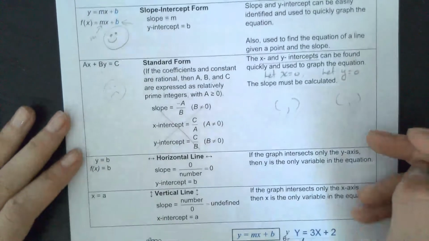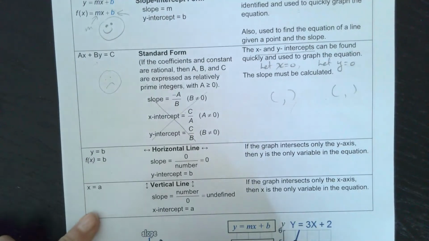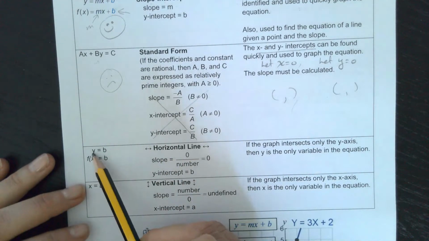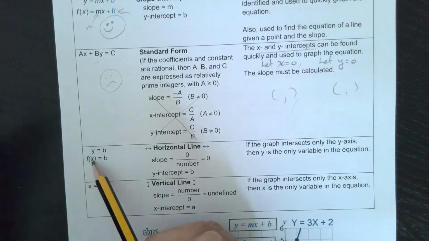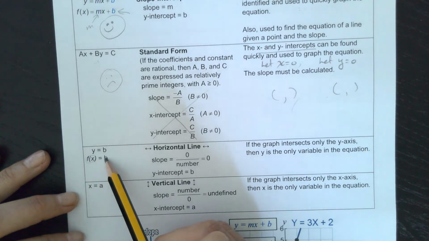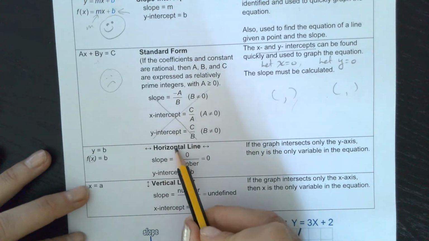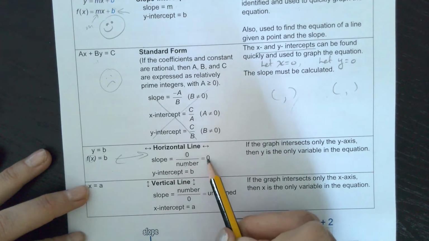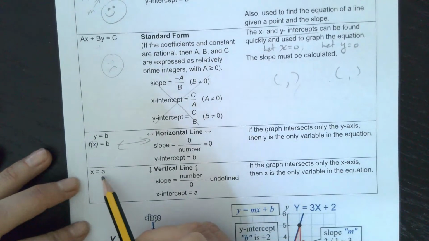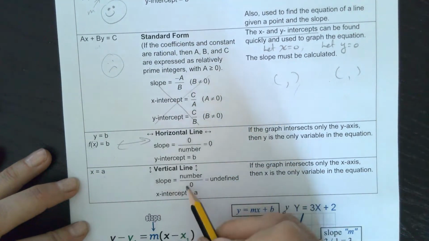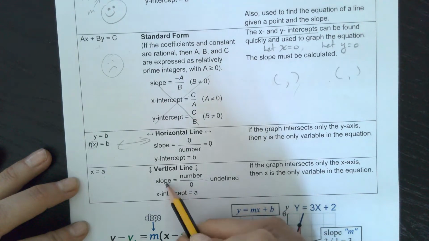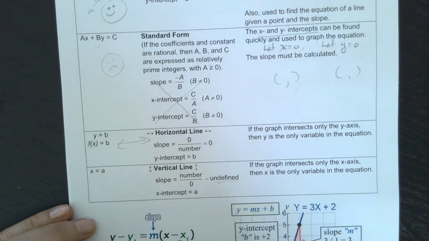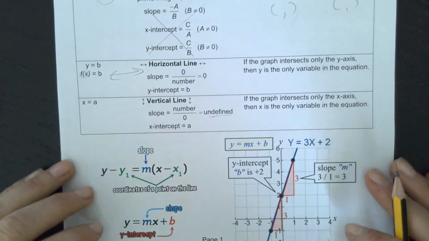Then I just put two extra equations down here. A horizontal line is always going to be y equals some number, or if it's a function, f of x equals a number. The slope for a horizontal line has a 0 on the top and a number on the bottom, so it's equal to 0. A vertical line is always x equals some number, and the number on the bottom for the slope is going to be 0, which makes it undefined. I put some other information down here that you can look at.